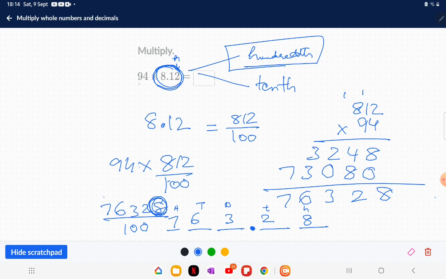And you can also confirm whether this number looks right or not. How do you do that? You can estimate what 94 multiplied by 8.12 would approximately be. So 94 can be rounded to 90, 8.12 can be rounded to 8. This becomes 720. The exact answer is 763.28, which is in the same range. So it's not 72 or 7200 or 72,000. It is within the 700. So we know that the decimal is placed correctly. So 763.28 is the answer we were looking for.